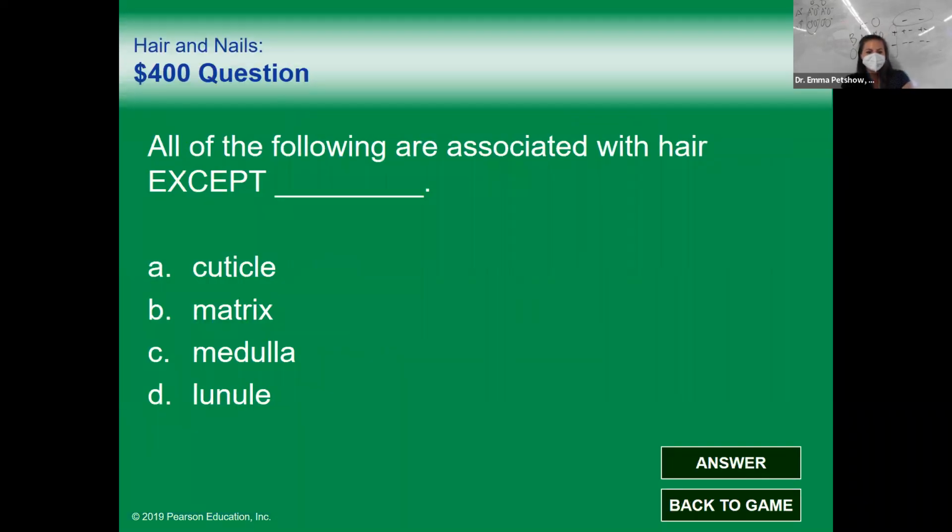4. All the following are associated with hair except a cuticle, matrix, medulla, or lunule.